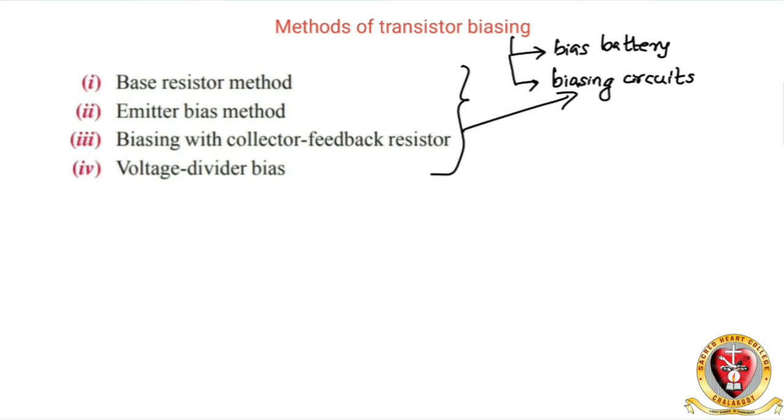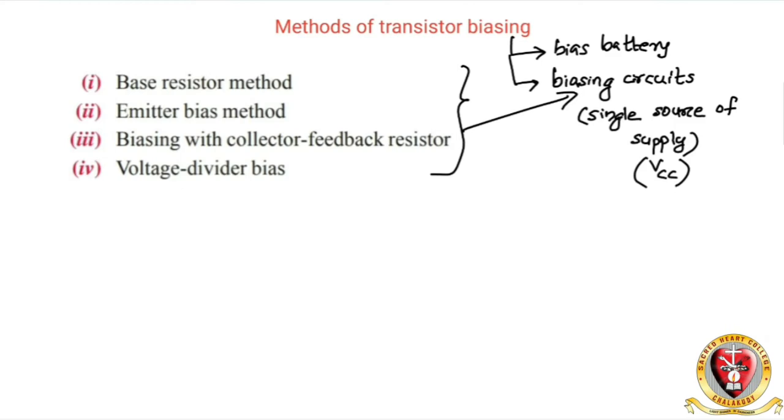The biasing circuit should have a single source of supply. Please note that we need only one source of supply in biasing circuits, and it is one of the advantages of this circuit. It is represented as VCC. We only need a single source of supply in the output circuit, that is VCC.